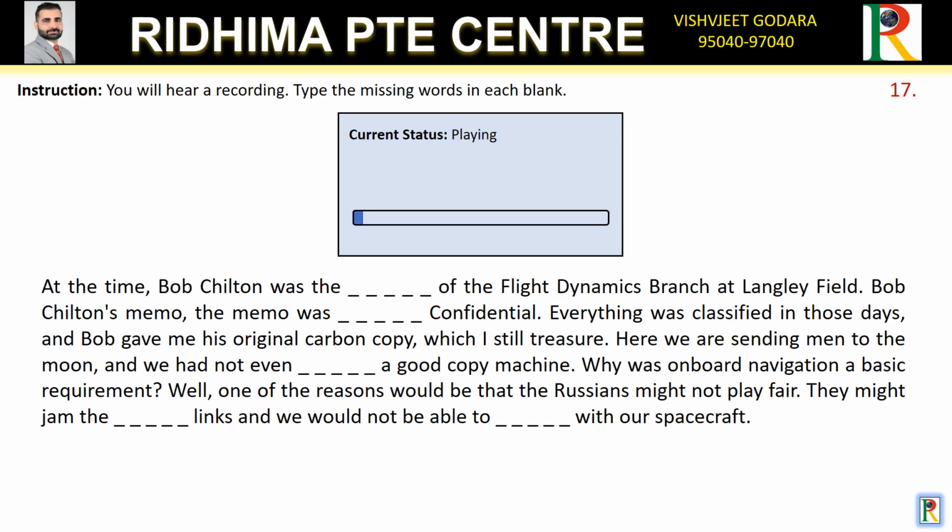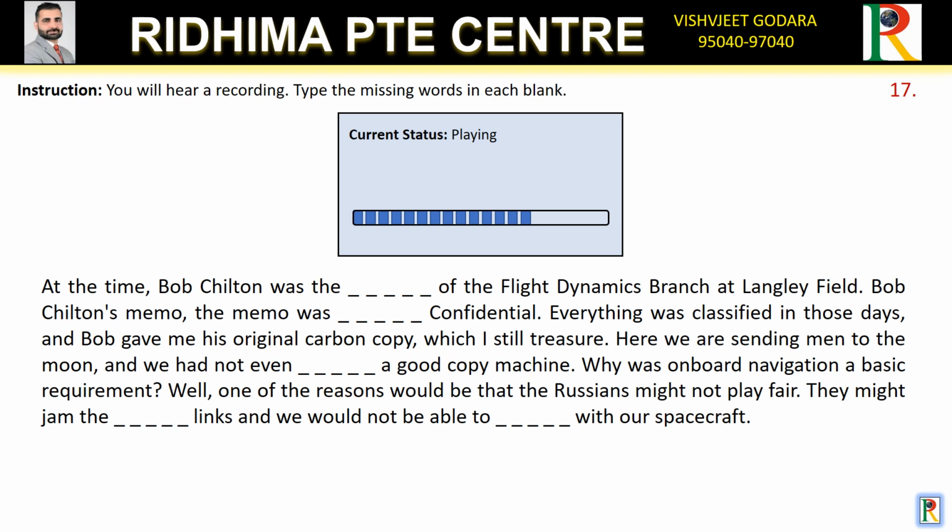At the time, Bob Chilton was the head of the flight dynamics branch at Langley Field. Bob Chilton's memo was stamped confidential. Nearly everything was classified in those days, and Bob gave me his original carbon copy, which I still treasure. Here we are sending men to the moon, and we had not even invented a good copy machine.